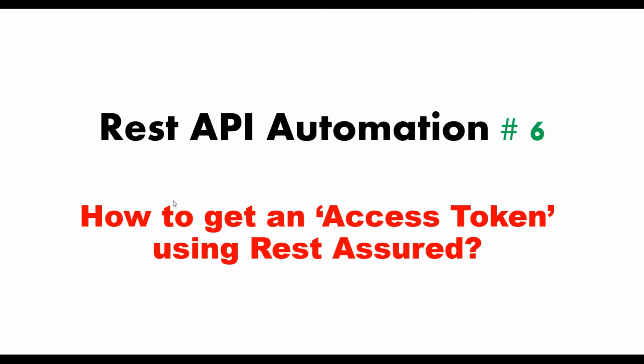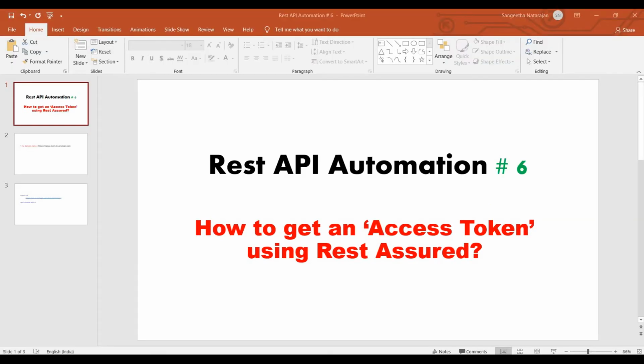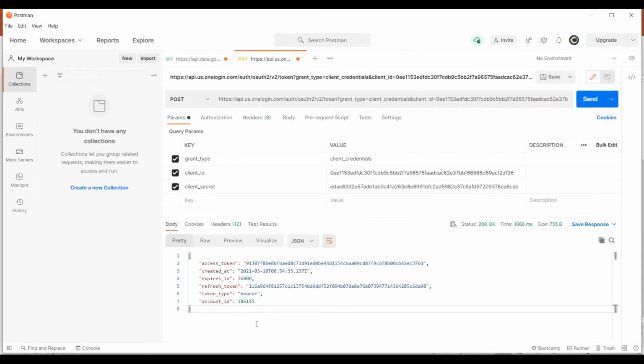Hello friends, today we are going to be looking into how to get an access token using Rest Assured. Open Postman. I already provided all the details and successfully generated the access token using Postman. The same method, I'm going to tell you how we can get the access token in Rest Assured.